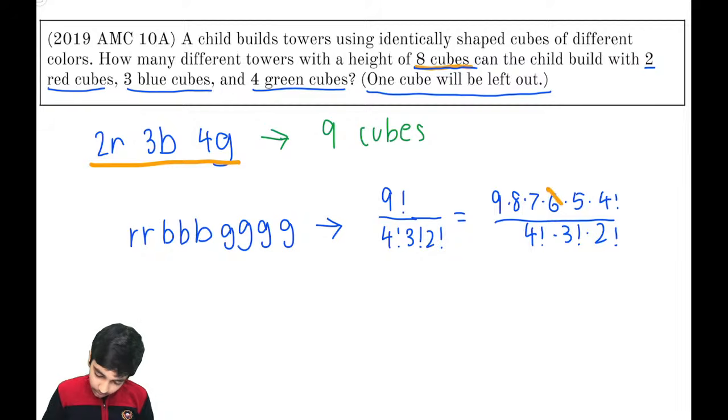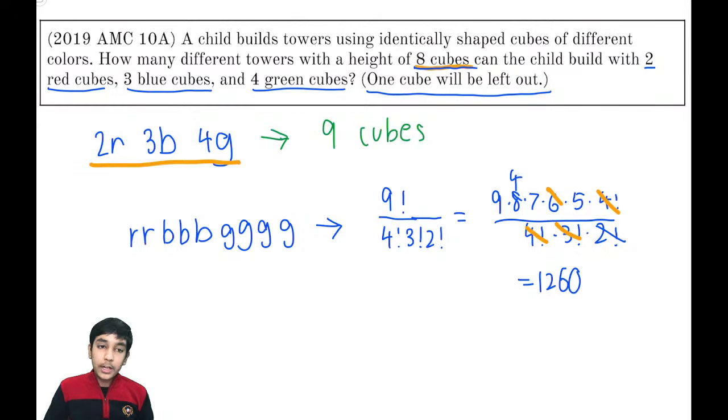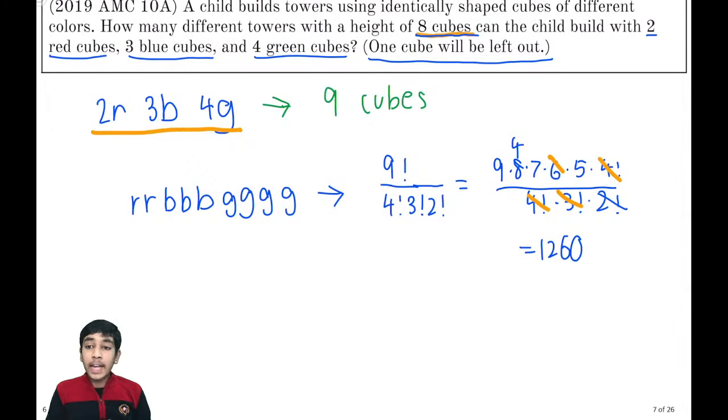Well, these terms will cancel, and these terms will cancel. And of course, 2 is just going to cancel with 8 to get 4. And we're left with something that evaluates to 36 times 112. And that should be equal to 1260. Because it's going to be 4 times 35 times 9, which is 140 times 9, or 1260. So there's 1260 ways to arrange the 9 letters, but that's a 9 cube tower.